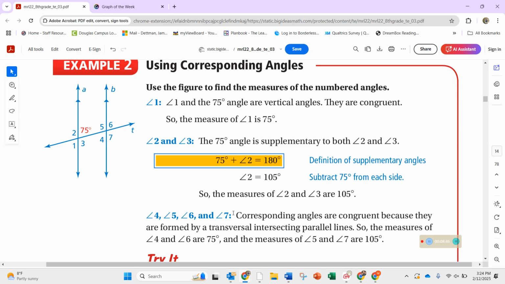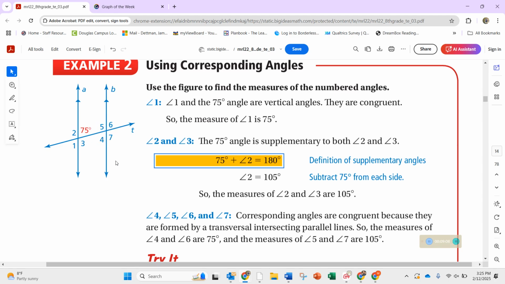Corresponding angles are congruent because they are transformed by the transversal intersecting parallel lines. So we know the measures. So we see this is 75. That means 4 is 75, and this one, 6, is 75. Why? Because it's the same as 1. See how those mirror each other, 1 and 4? And so does 6 and 2. So all of these are going to match.